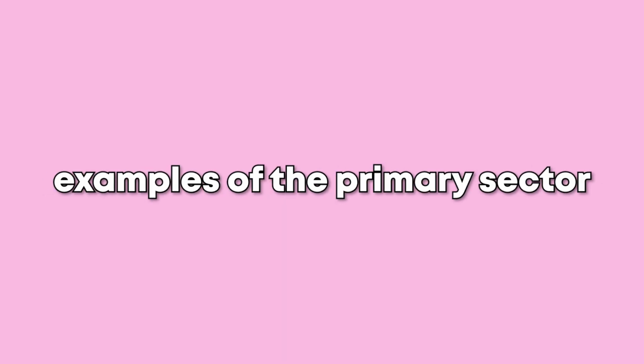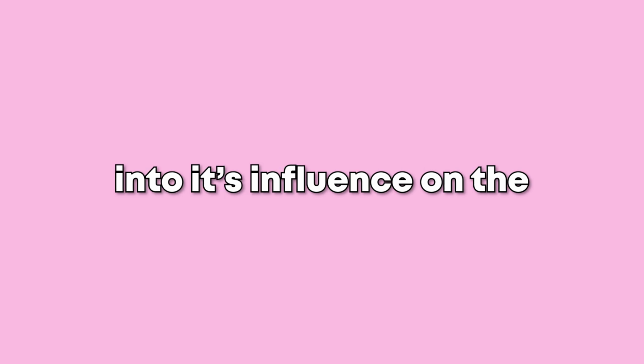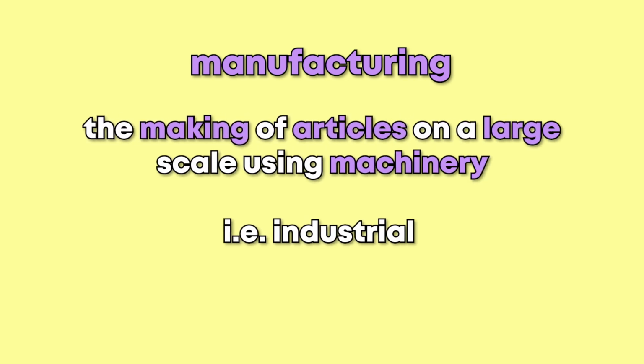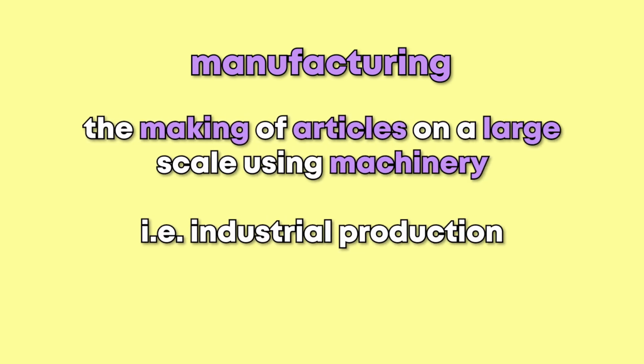Now that we've seen some examples of the primary sector in action, let's delve into its influence on the secondary sector. Here, raw materials from the primary sector undergo processing to create a diverse array of finished goods used in day-to-day life, such as textiles, cars, energy utilities, food items, and much more. This is also known as manufacturing. Manufacturing is the making of articles on a large scale using machinery, i.e. industrial production. In the secondary sector, manufacturing processes play a crucial role in transforming raw materials into various consumer products.